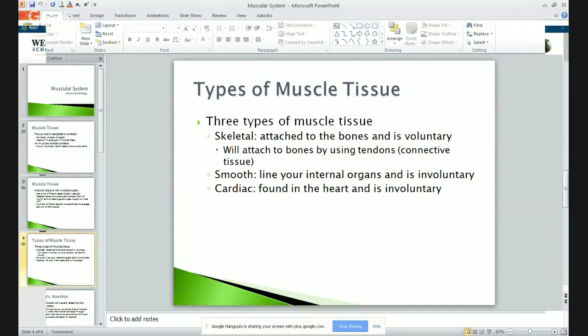And then the third type of muscle tissue is your cardiac tissue, which is going to be found inside of your heart, or it's going to make up your heart. And this is involuntary muscle also. You don't have to think about controlling your heart rate. It just beats, which is a good thing.